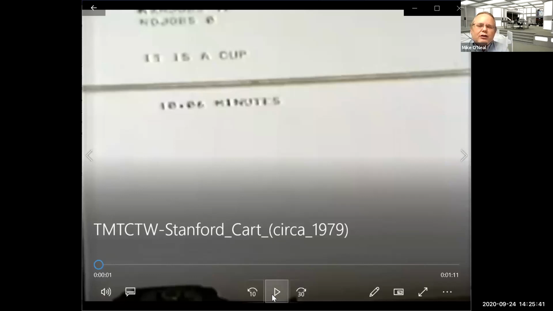Okay, so the first thing I'm going to start with is something called the Stanford CART. The Stanford CART was an autonomous driving system, and here is where it stood in 1979, I think, is when this video clip was originally filmed. So let me share my screen, and we want to show you this. The Stanford cart. This was state-of-the-art, 1979.